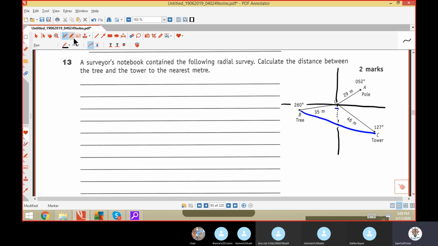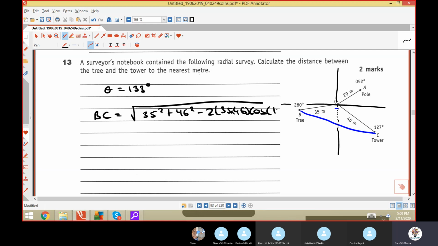Oh, I have to calculate. So the theta is 130 degrees. BC is equal to the square root of 35 squared plus 46 squared minus 2 times 35 times 46 cosine 130.